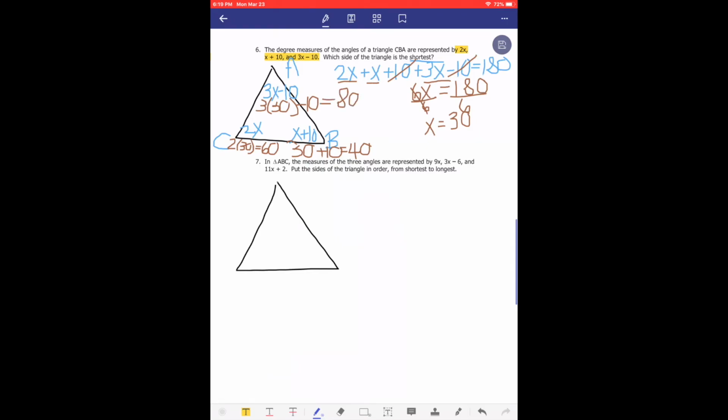And they're asking you for which side is the shortest. So you're looking for the smallest angle. My smallest angle here would be angle B. 40 is less than 60, and that's also less than 80. And the side that's directly across from that would be side AC.